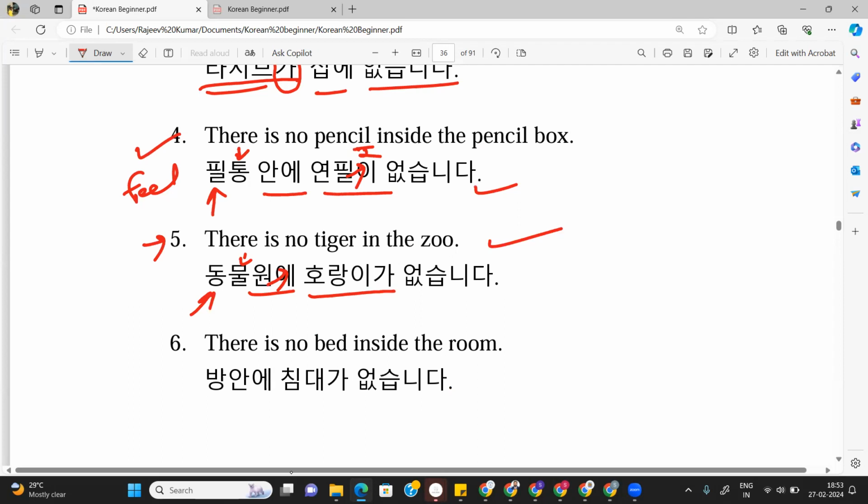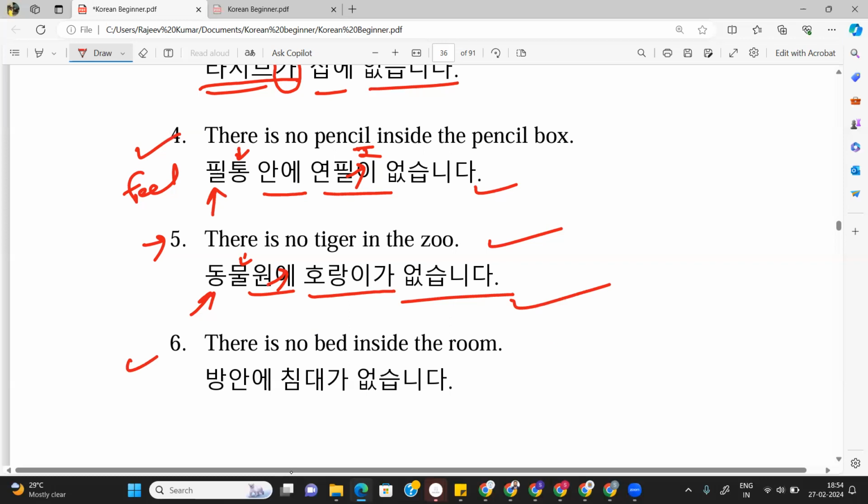Okay. This is orang. Orang iga. But don't say orang iga. Say together. Orang giga. No, you say orang giga. Orang giga. Opsamnida.